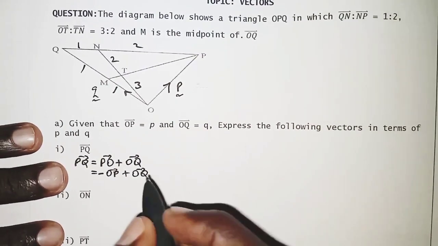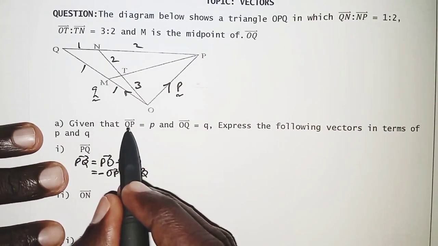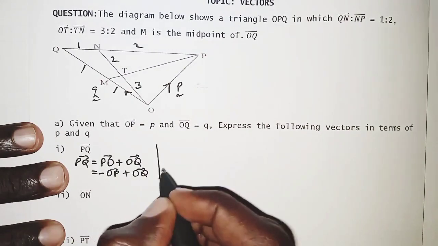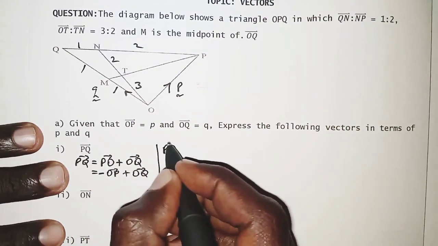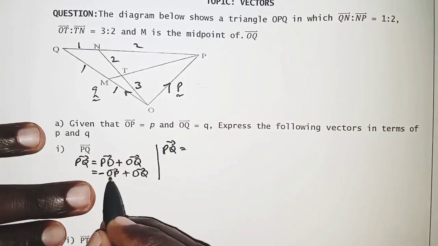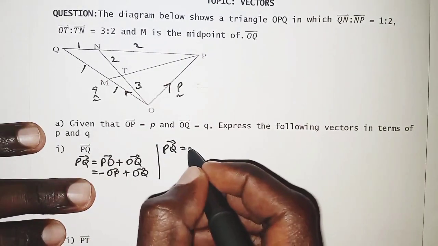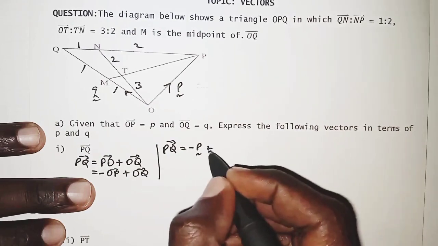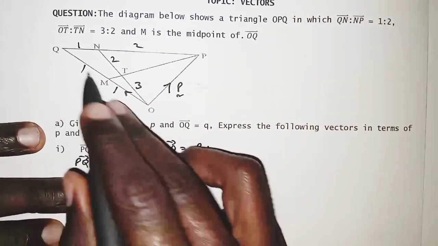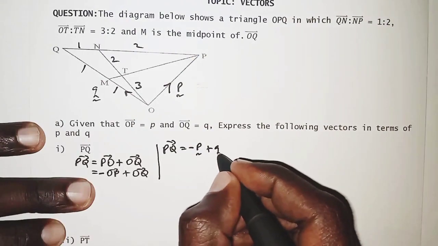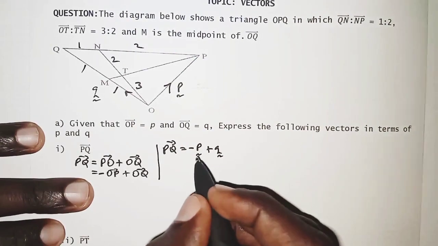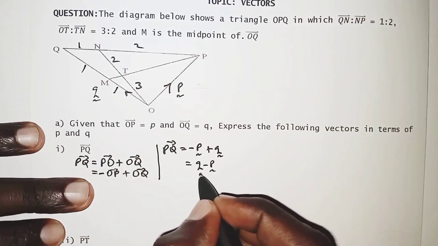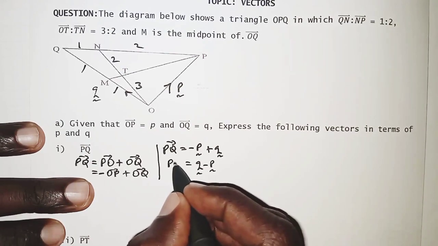So we've been told that OP is P, so for OP we will simply have this. So OP is P, so we have negative P plus OQ is Q. OQ is Q, so we have Q. You can even rewrite this as Q minus P, which is just the same result.